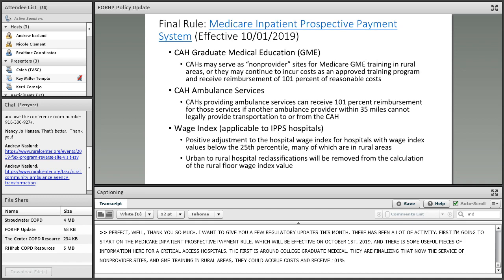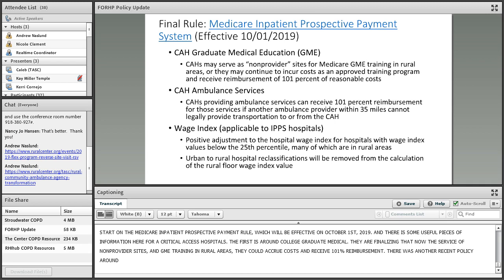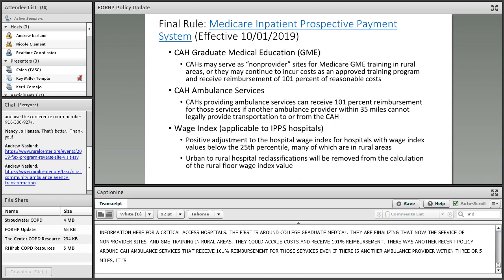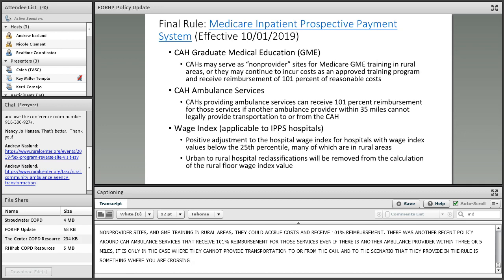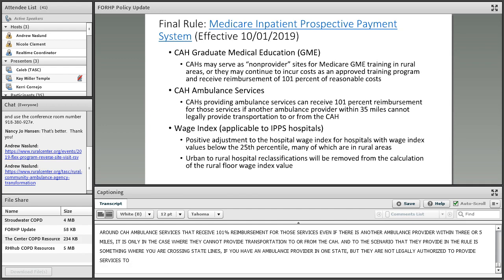There was another recent policy around CAH ambulance services. So CAHs can provide ambulance services and receive the 101% reimbursement for those services even if there is another ambulance provider within 35 miles, but only in the case where that other ambulance provider can't legally provide transportation to or from the CAH. The scenario that CMS provides in the rule is where you're crossing state lines. If you have an ambulance provider in one state, but they're not legally authorized to provide services to the CAH that's located in another state, that would be an example where this would apply.